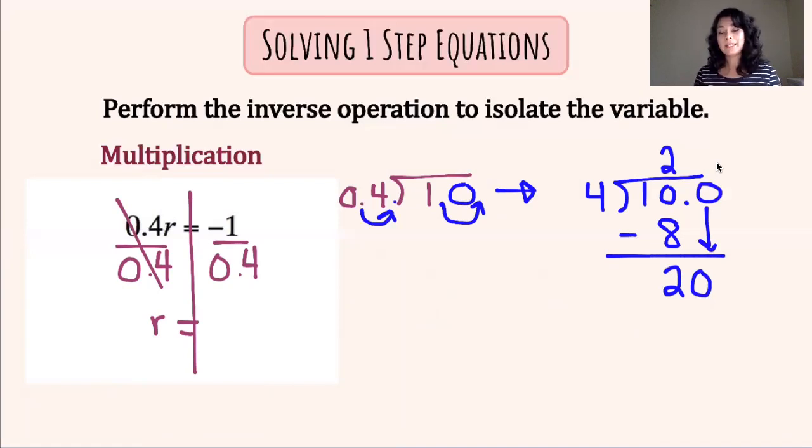4 goes into 20 evenly 5 times, so my 5 goes in my quotient. I multiply the 4 and the 5 together to give me 20, so I write that underneath the number I was dividing, and then I subtract them. I get a remainder of 0, so I'm done dividing.